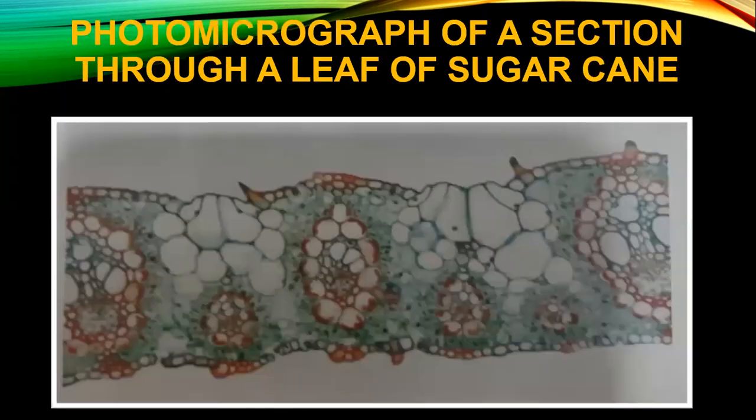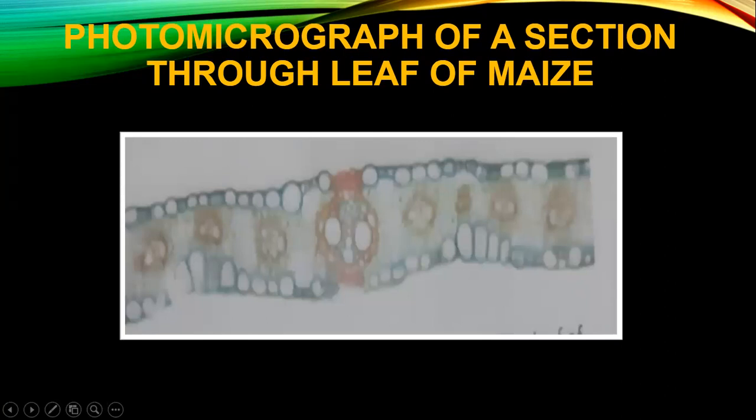Now next, I am just showing you a section through a leaf of sugar cane. As you can see over here, sugar cane is once again a C4 plant. We can see these are the vascular bundles, then there is a ring of bundle sheath cells, and these are the mesophyll cells. And this is a section through the leaf of the maize, which is once again a C4 plant. This is not very clear, but this is very clearly given in the book.